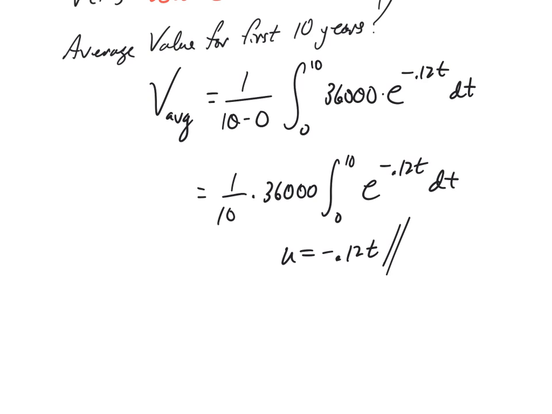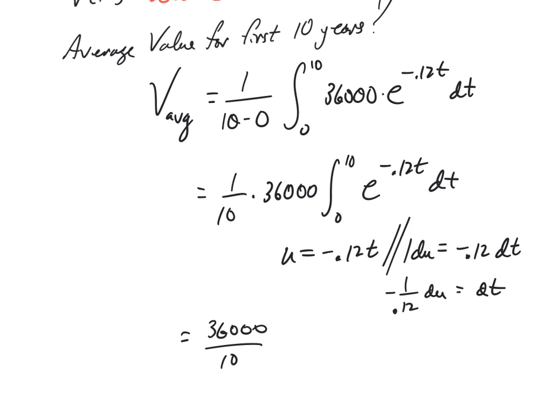But anytime we make a u substitution, we have to take the derivative of the substitution. So the derivative of u is 1 du, and the derivative of negative 0.12 t is negative 0.12 dt. Now we don't have an extra negative 0.12 laying around, so I'll have to divide that to the other side. So I'll be able to replace dt with negative 0.12 du. And so my substitution then becomes 36,000 divided by 10 times the integral of, instead of e to the negative 0.12 t, it'll be e to the u.